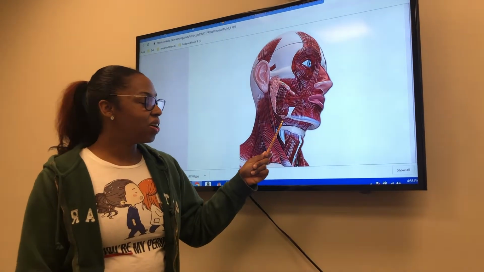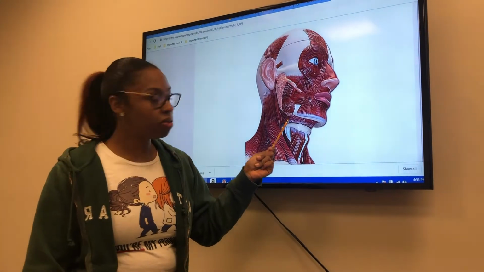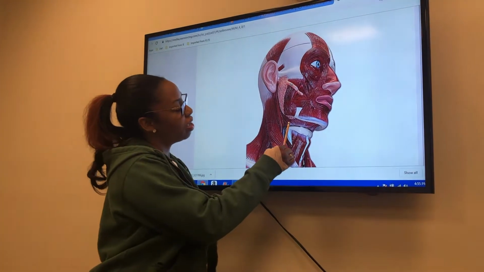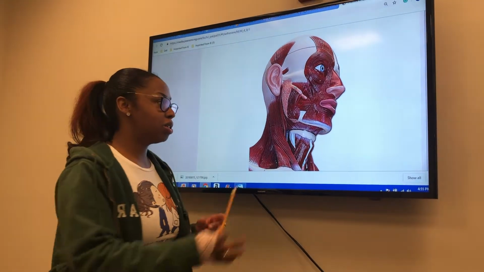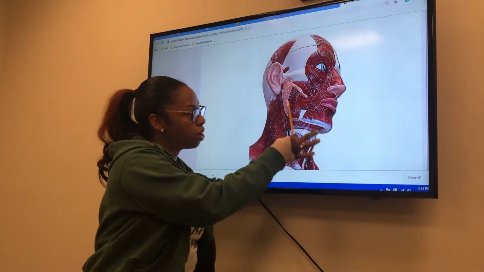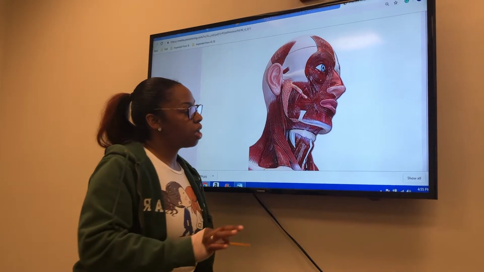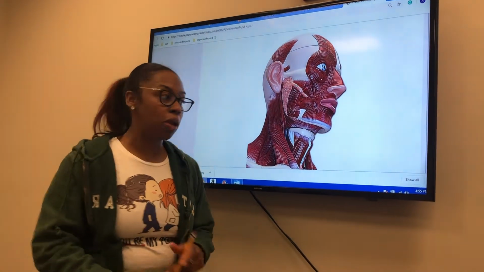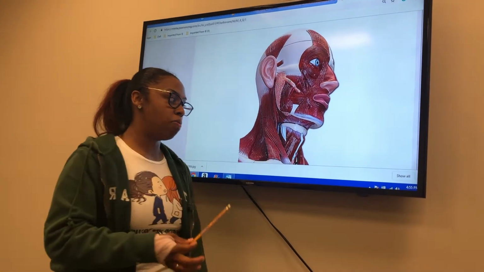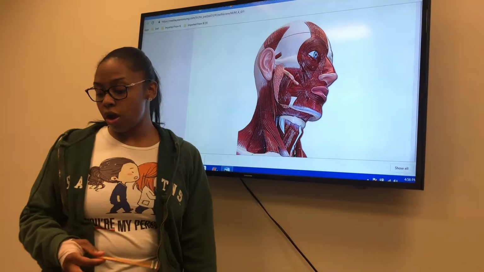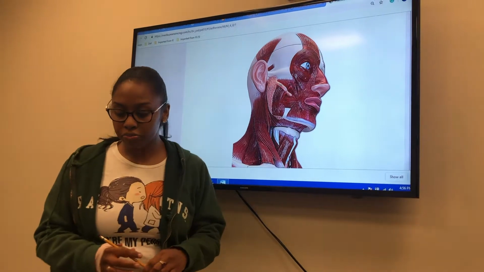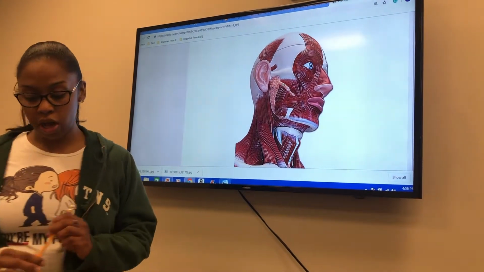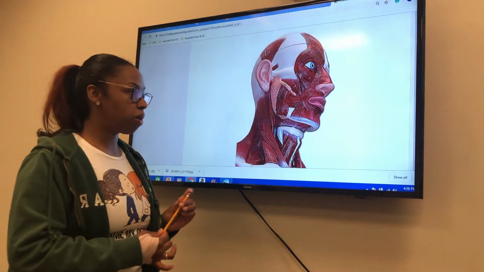The stylohyoid muscle is right in this area. Its insertion is the styloid process of the temporal bone, which will be somewhere in this area. Its action is to aid in swallowing by lifting the hyoid bone back. And its nerve is the mandibular branch of the facial nerve. And it has an origin of the styloid process.